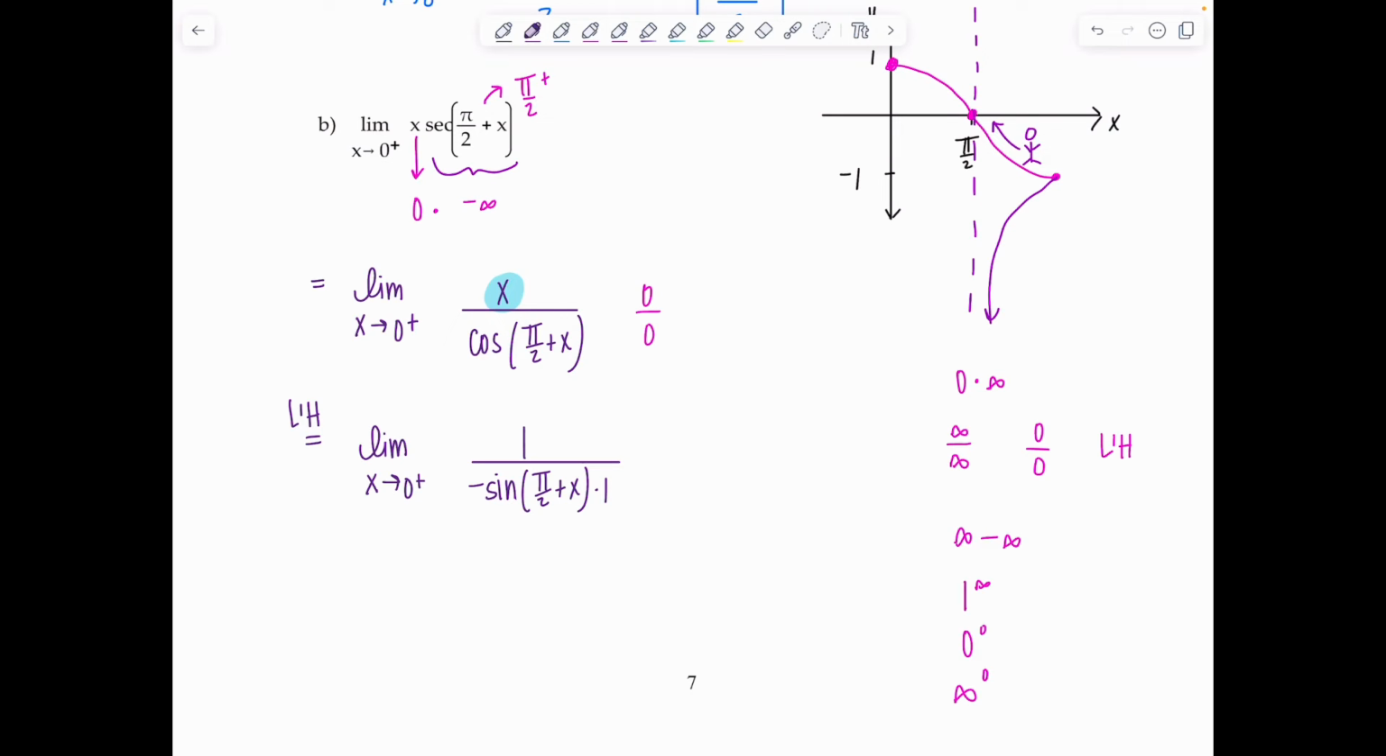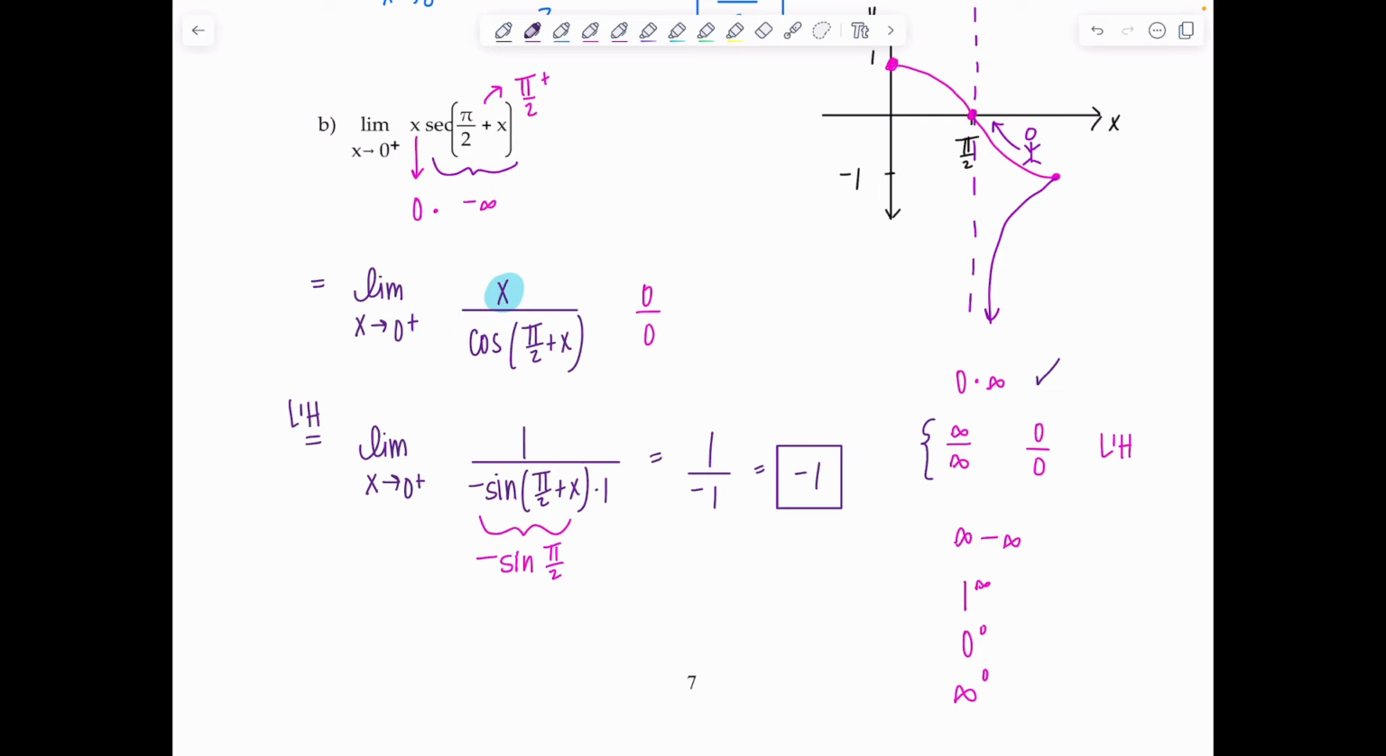Okay, can we plug in 0 for x? So down here, this would be negative sine of pi over 2 plus 0. What's sine of pi over 2? It's 1. But then I have times a negative. So it looks like we're pretty much done. 1 divided by negative 1, that's negative 1. Voila. Good, good, good.